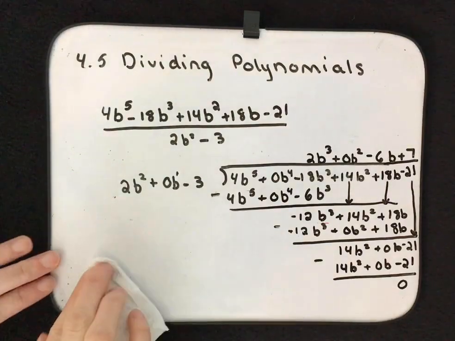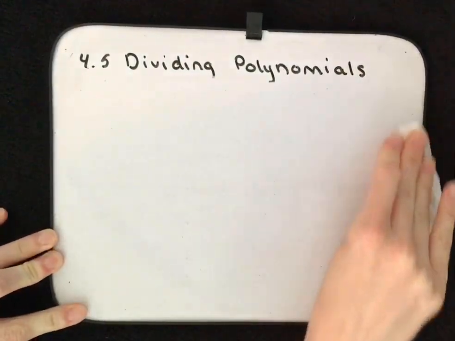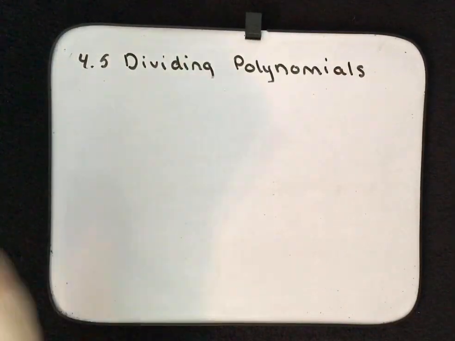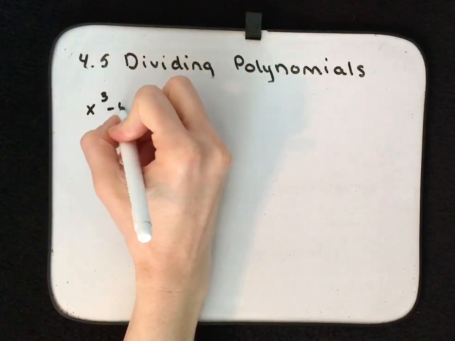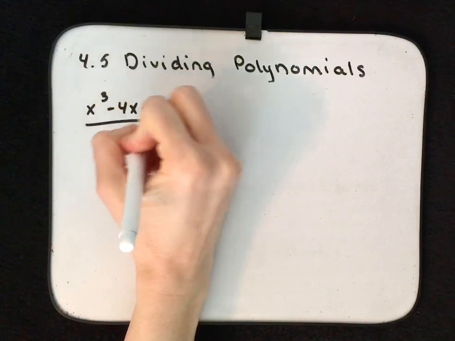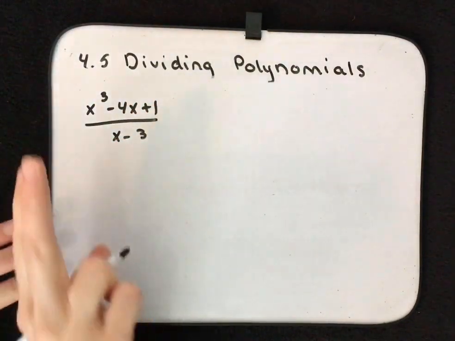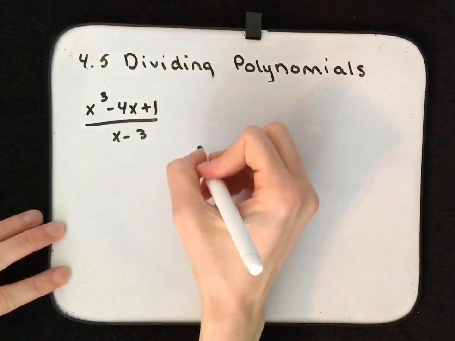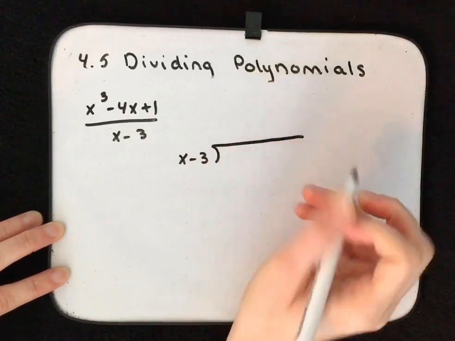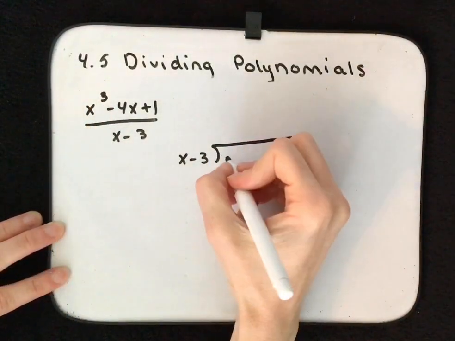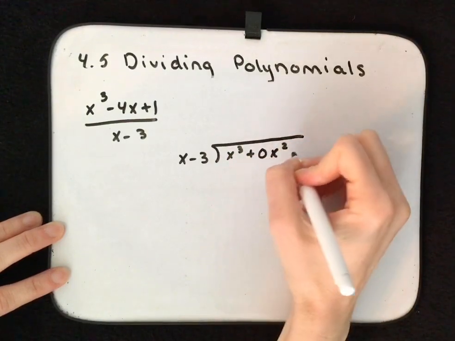Let's try again. X to the third minus 4x plus 1, all over x minus 3. So when we move our top over, we're left with x minus 3. But as you go to write this, notice you're missing the x to the second piece, so we need to put a 0 as our placeholder.